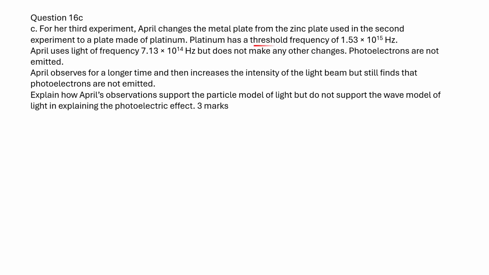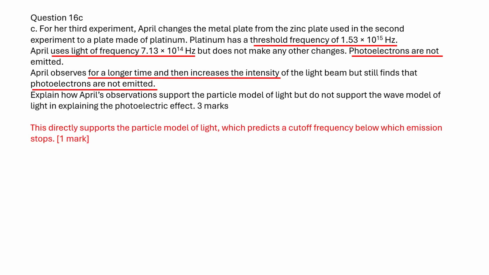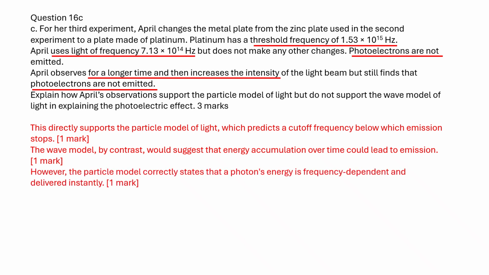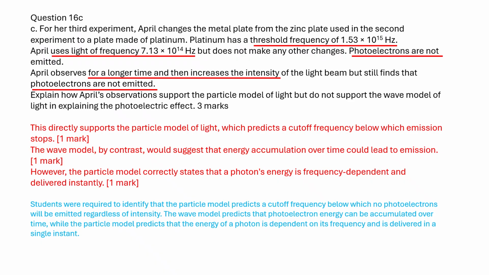No photoelectrons are emitted if the light's frequency is below a threshold frequency, regardless of its duration or intensity. This directly supports the particle model of light, which predicts a cutoff frequency below which emission stops. The wave model, by contrast, would suggest that energy accumulation over time could lead to emission. However, the particle model correctly states that a photon's energy is frequency dependent and delivered instantly.